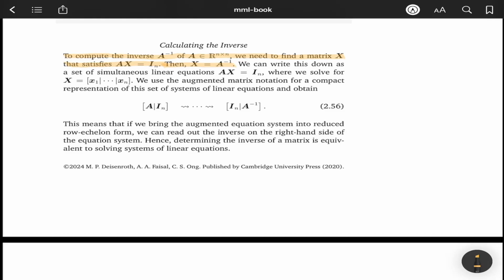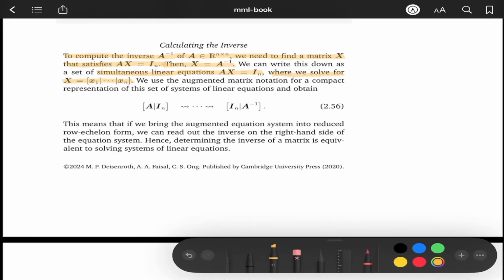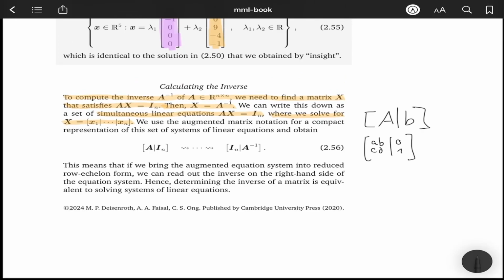We can write this down as a set of simultaneous linear equations. A times X equals identity, where we solve for X. Okay, they want to write it as an augmented matrix notation. Usually we have a constant, right, on the right side. So when we have something like this, yes. So we have the coefficients on the left side, and then we have the constants on the right side.